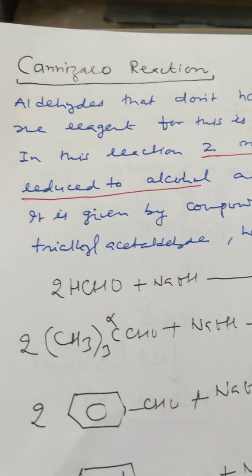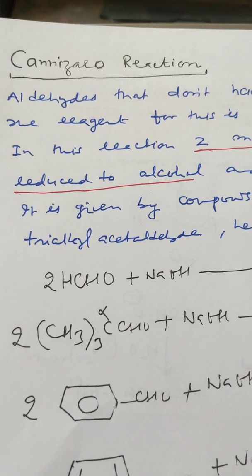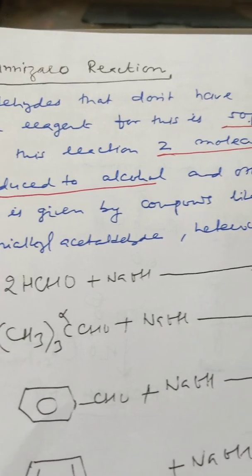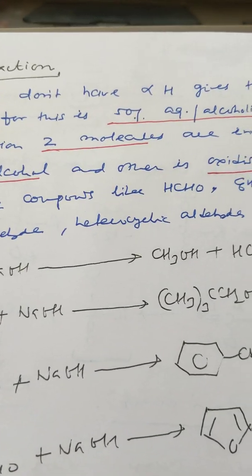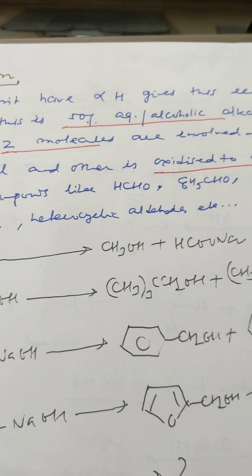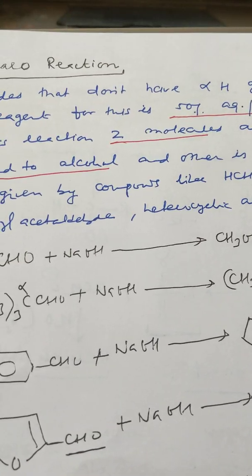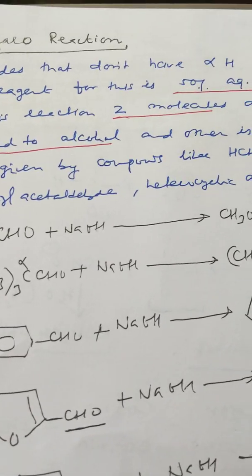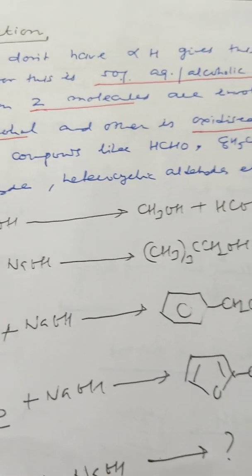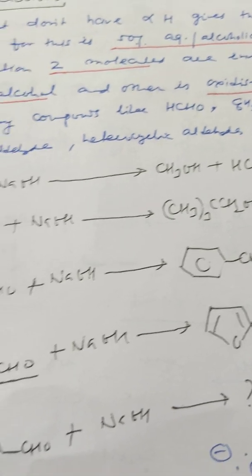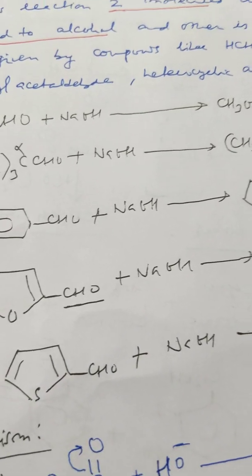Cannizzaro reaction. Till now we have studied what is the Cannizzaro reaction, that is, compounds which don't have alpha hydrogen will give the Cannizzaro reaction with 50% aqueous or alcoholic alkali. In this case, two molecules are involved. One is reduced to alcohol and the other is oxidized to acid. Various examples. Then we studied its mechanism.